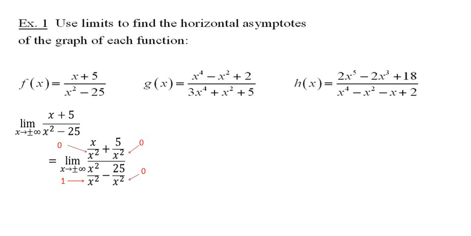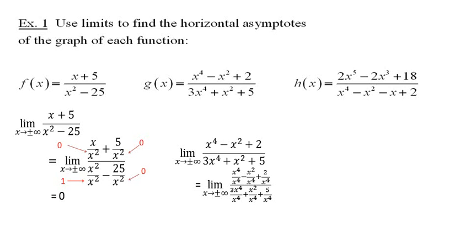Now let's divide all the terms of g by x to the 4th. The first fraction in the numerator simplifies to 1, and the first fraction in the denominator simplifies to 3. All the others go to 0 as x approaches infinity. The limit of g as x goes to infinity is 1/3.